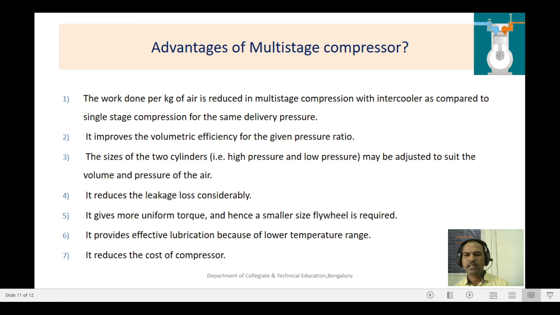And dear students, in the next class we are going to discuss the types of rotary compressor and the working principle of all the types of rotary compressor.